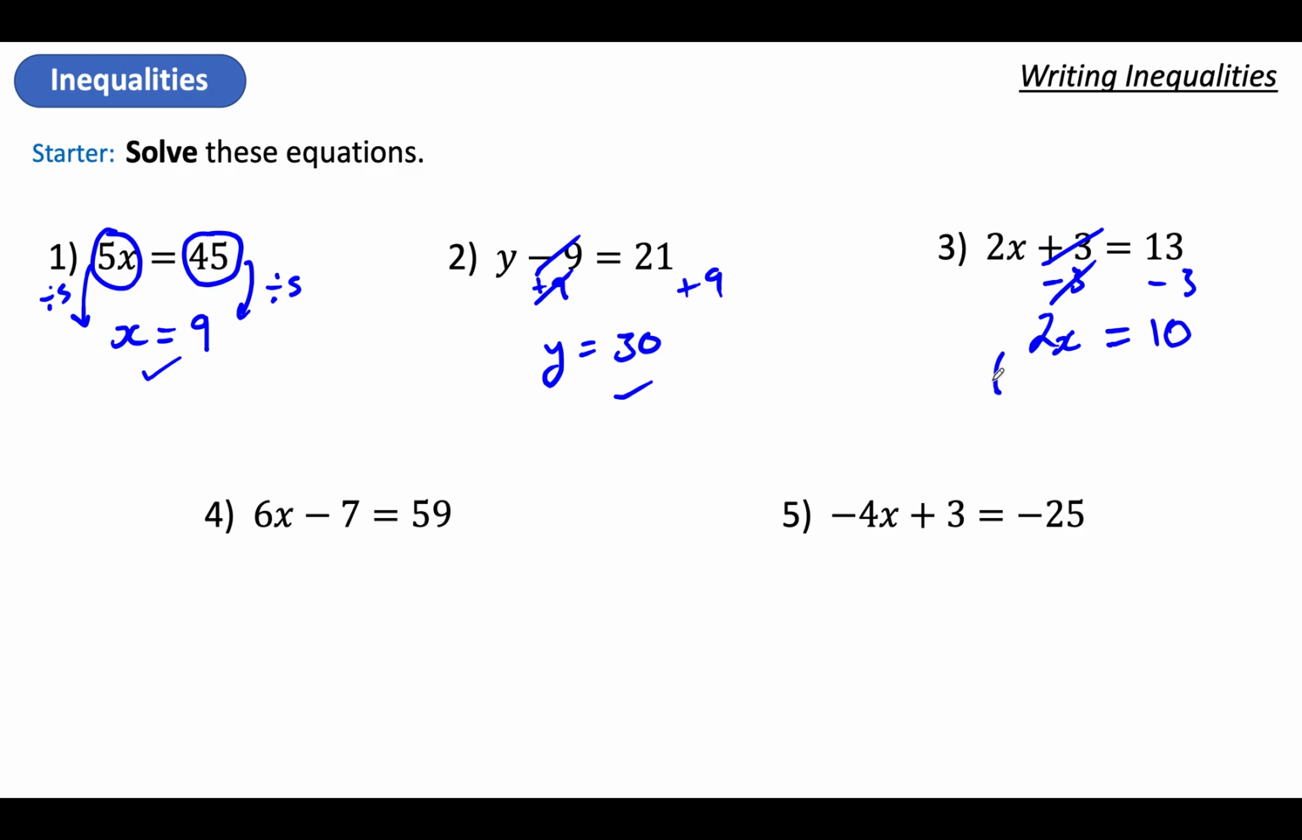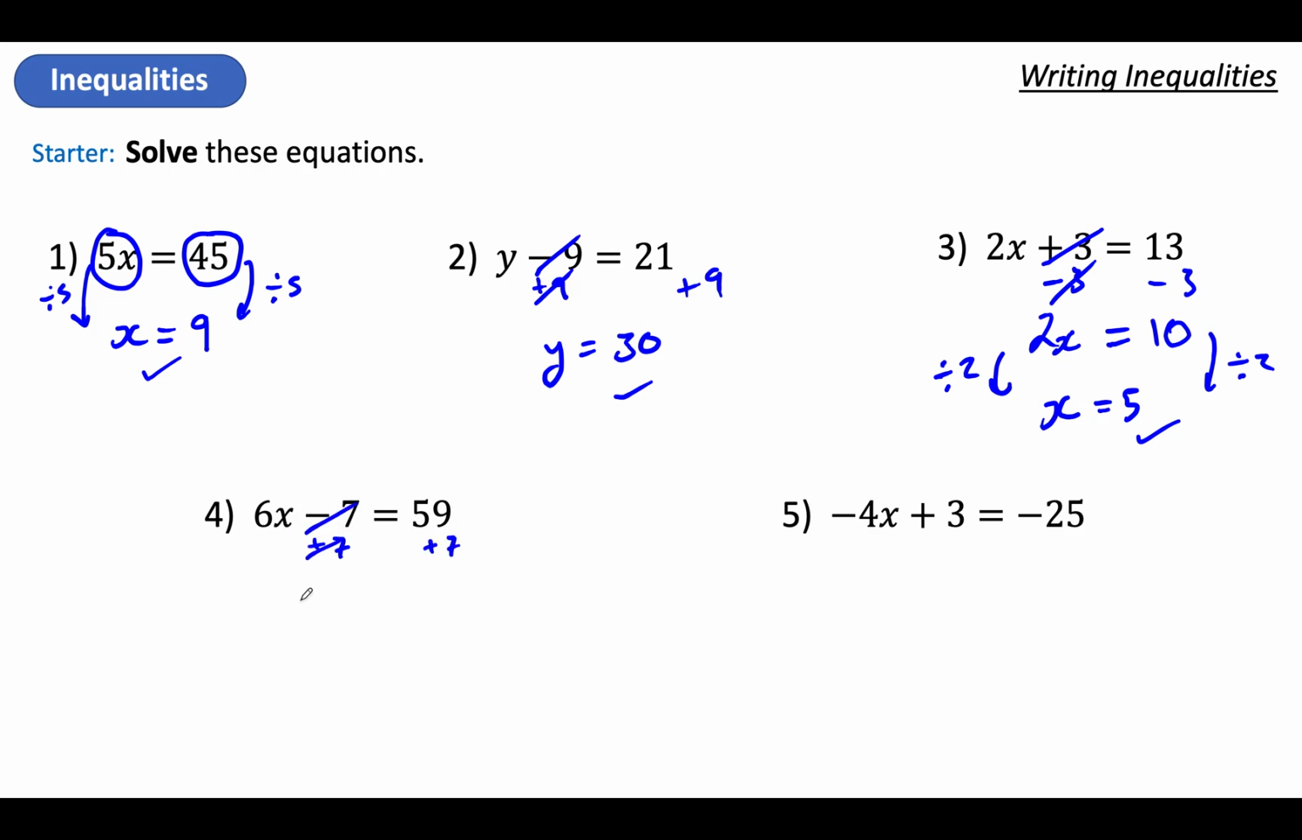And we've got a number touching a letter here. So we always divide by that number to get x on its own, just 1x. 2x divided by 2, you've got 1x. But we'll also do that to the other side as well. 10 divided by 2 is 5. Same thing here, deal with the number that's on its own first. You deal with that number touching the letter last.